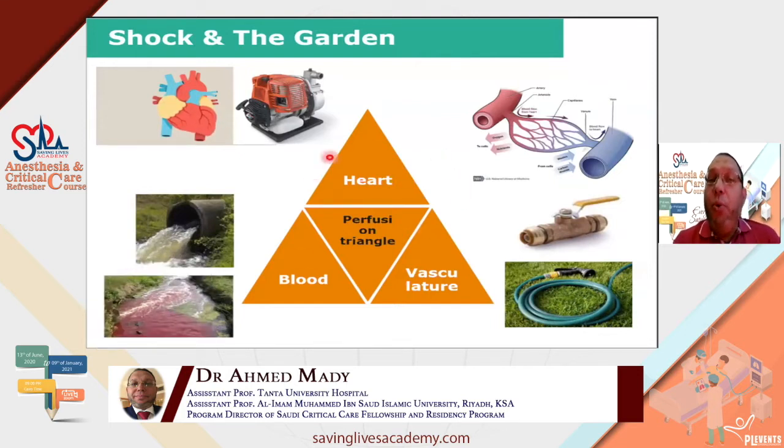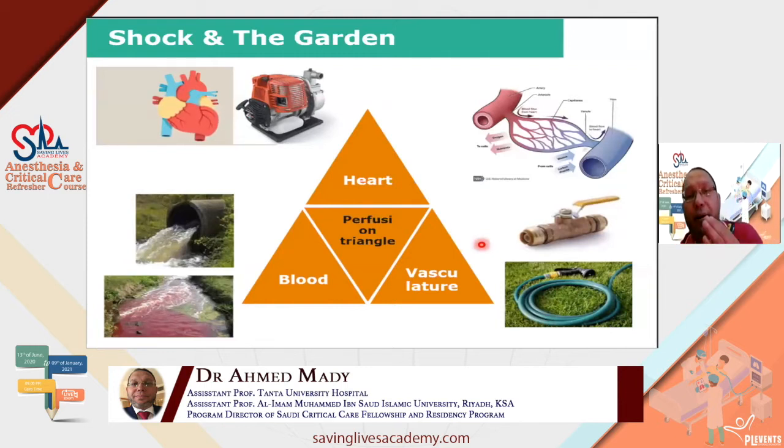So we will derive from this the perfusion triangle, which is the heart, blood, and vasculature. It's very essential to help you diagnose this case as well as to treat it. So think about this garden when you're dealing with a patient in shock. Of course, complicated cases have mixed types of shock. Another very, very important message I want to tell you.